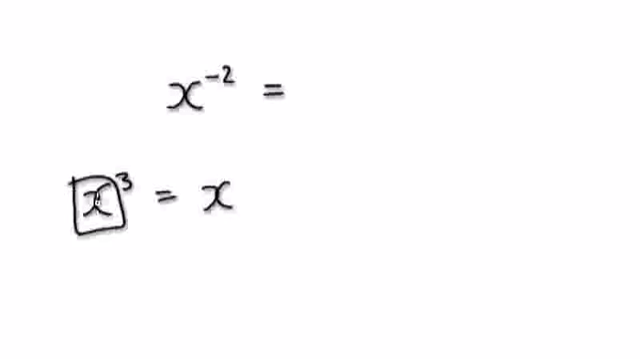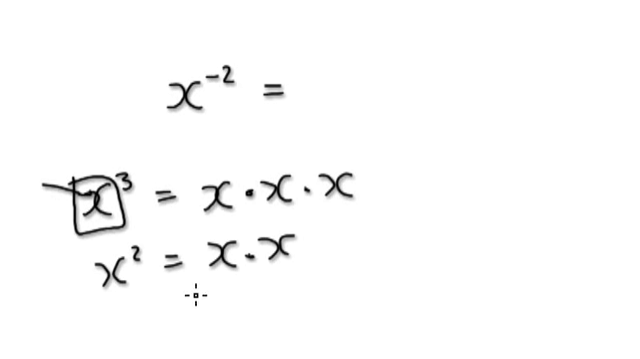In this video, we're going to talk about minus indices. So, for example, if you have x to the minus 2, what does that actually mean? Okay, let's go back a few steps. x to the power 3 means this number, whatever it is, times by itself 3 times. x to the power of 2 means times by itself twice.